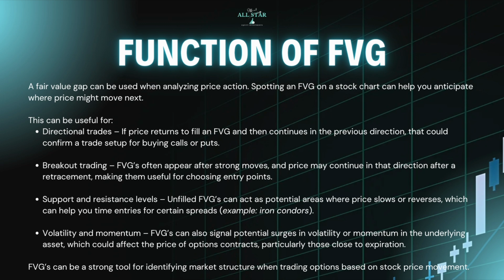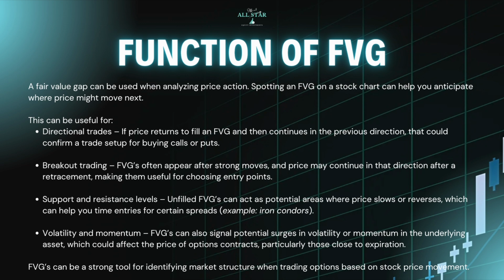One way to view them for your trading strategy is to look at directional trades. When the stock or ETF's price returns to a fair value gap, and then it resumes its previous direction, it can signal a potential trade setup for buying calls or puts. You can also analyze FVGs for breakout trading, because fair value gaps often form as strong price moves. So if the price retraces and then continues in that same direction, it can present a solid opportunity for placing your entry on a trade.